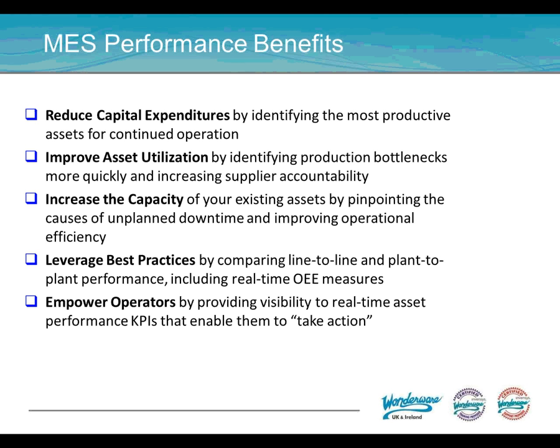Pinpoint the downtimes which are occurring, and through a quality improvement program, reduce those downtime events and thus increase the capacity of your assets. And by doing comparisons line to line or plant to plant, looking at OEE measures, then leveraging best practices to ensure that you are getting the best out of the various shift teams or lines in your operation. And finally, empowering operators by providing KPI information on the HMI screen so that they can take action to improve the production performance.